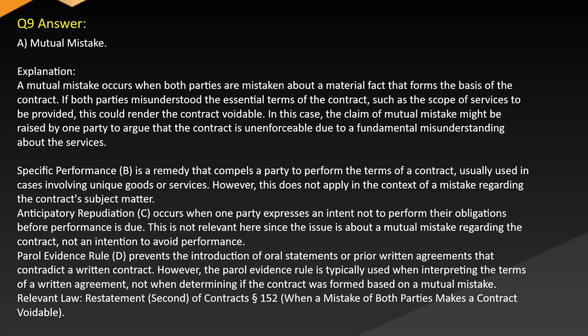Anticipatory repudiation, C, occurs when one party expresses an intent not to perform their obligations before performance is due. This is not relevant here. The issue is about a mutual mistake regarding the contract, not an intention to avoid performance.